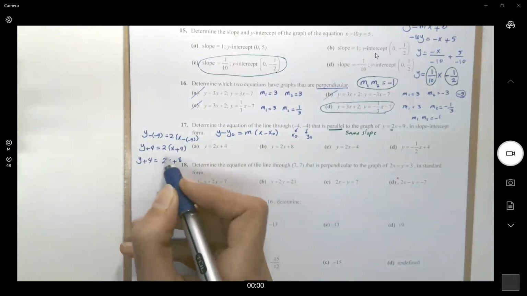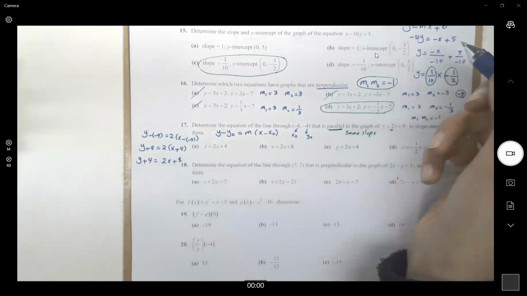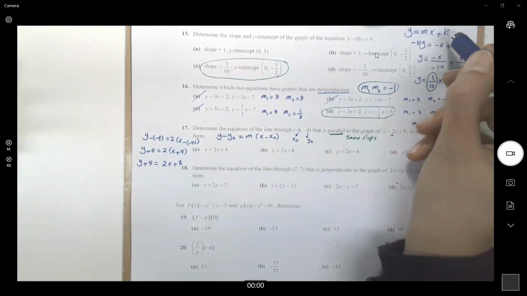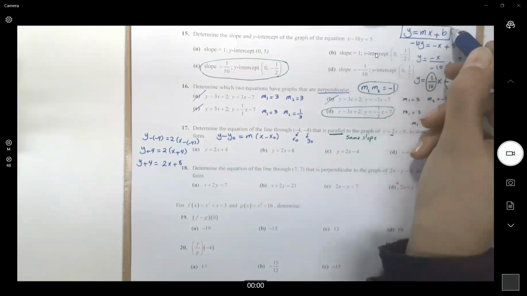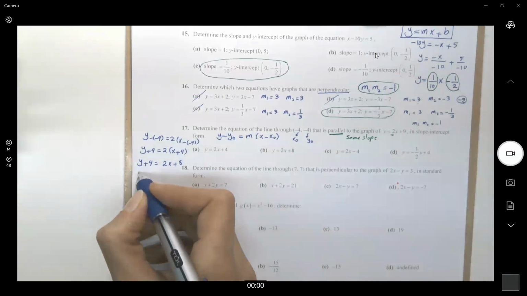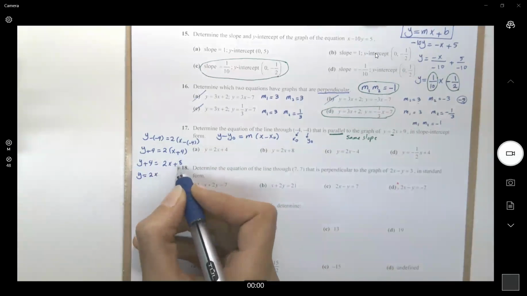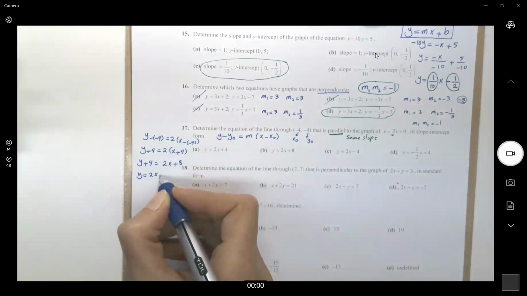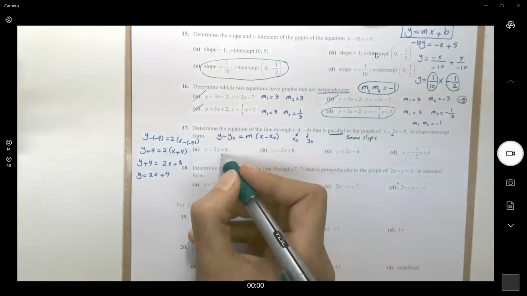Now bring this constant to the other side. Remember that here you have the standard form. You are interested in writing the equation this way. Y becomes 2x plus 8 minus 4, which is plus 4. 2x plus 4 is our answer here.